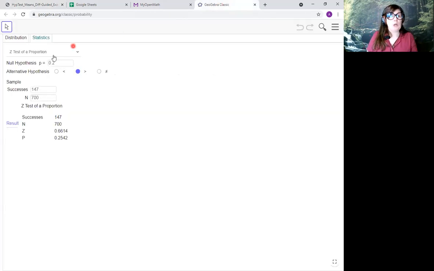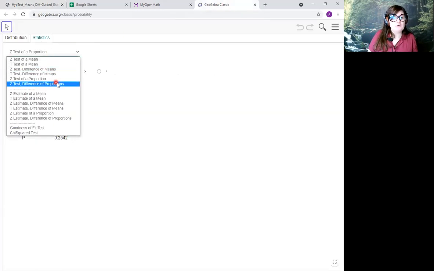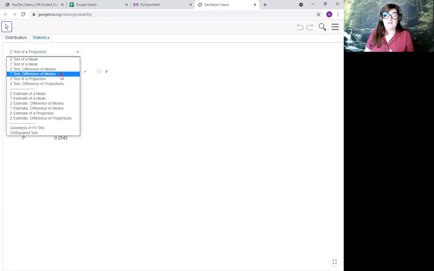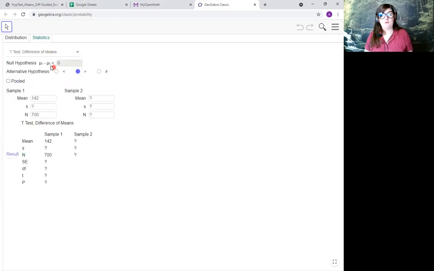And if you go into GeoGebra and switch over to a difference of means, remember, I'm never going to let you have a z-test for your difference of means. It's always going to be a t-test because of the data that we're going to be working with. Now notice right here in the null hypothesis, there's our mu1 minus mu2 equals 0. I can't change that. You cannot change that. Why? Because that is how the difference hypothesis test is set up.